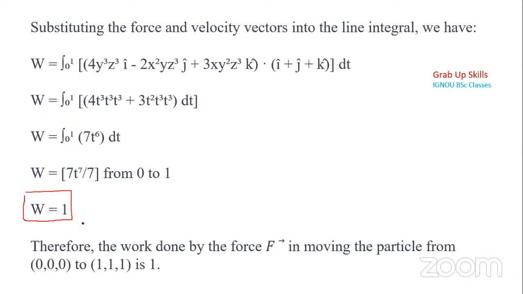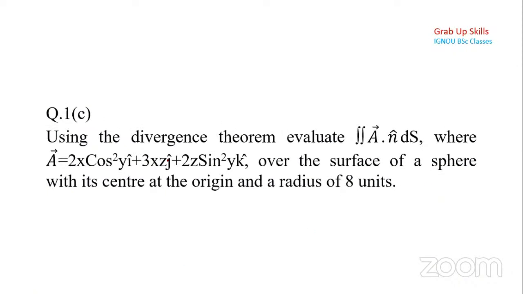Which is moving the particle from 0, 0, 0 to 1, 1, 1, which is equal to 1. Since we have W equal to 1, the work done by the force F vector is equal to 1. So this would be our final answer. Moving on to the next question.